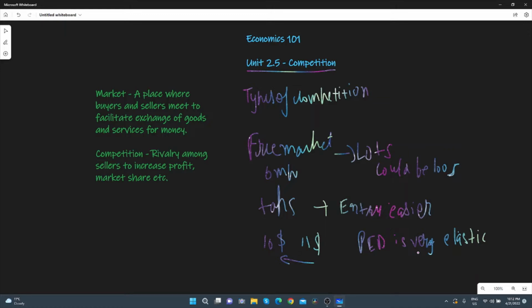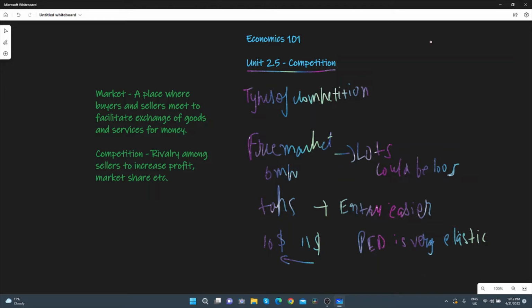What are the barriers to entry? Are the barriers to entry high or not? That depends on the number of firms in the market. If there are too many firms, barriers are low. Few firms, barriers are high. And you just need to understand PED by this. Your PED is elastic if people can switch. It's inelastic if people cannot switch. That is in the case of monopoly.